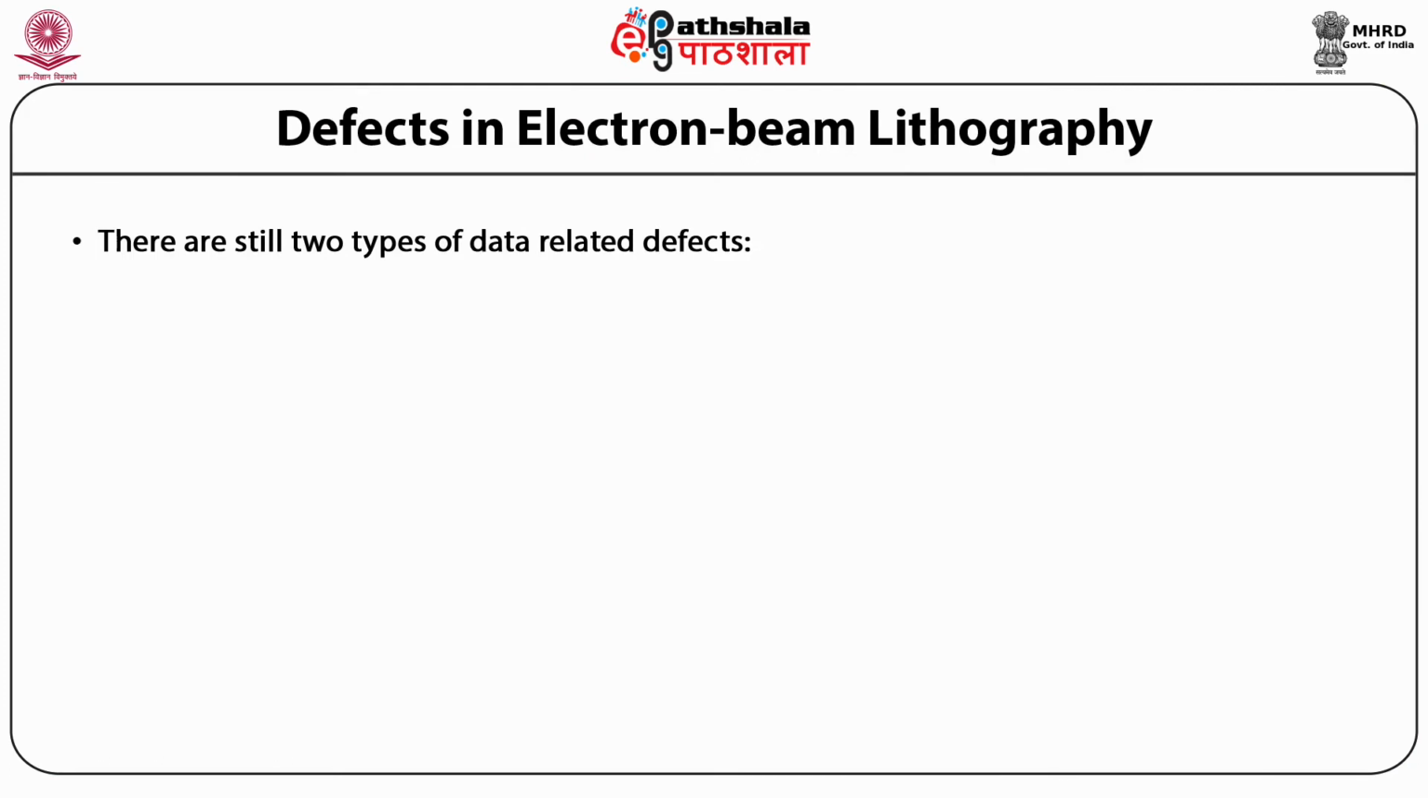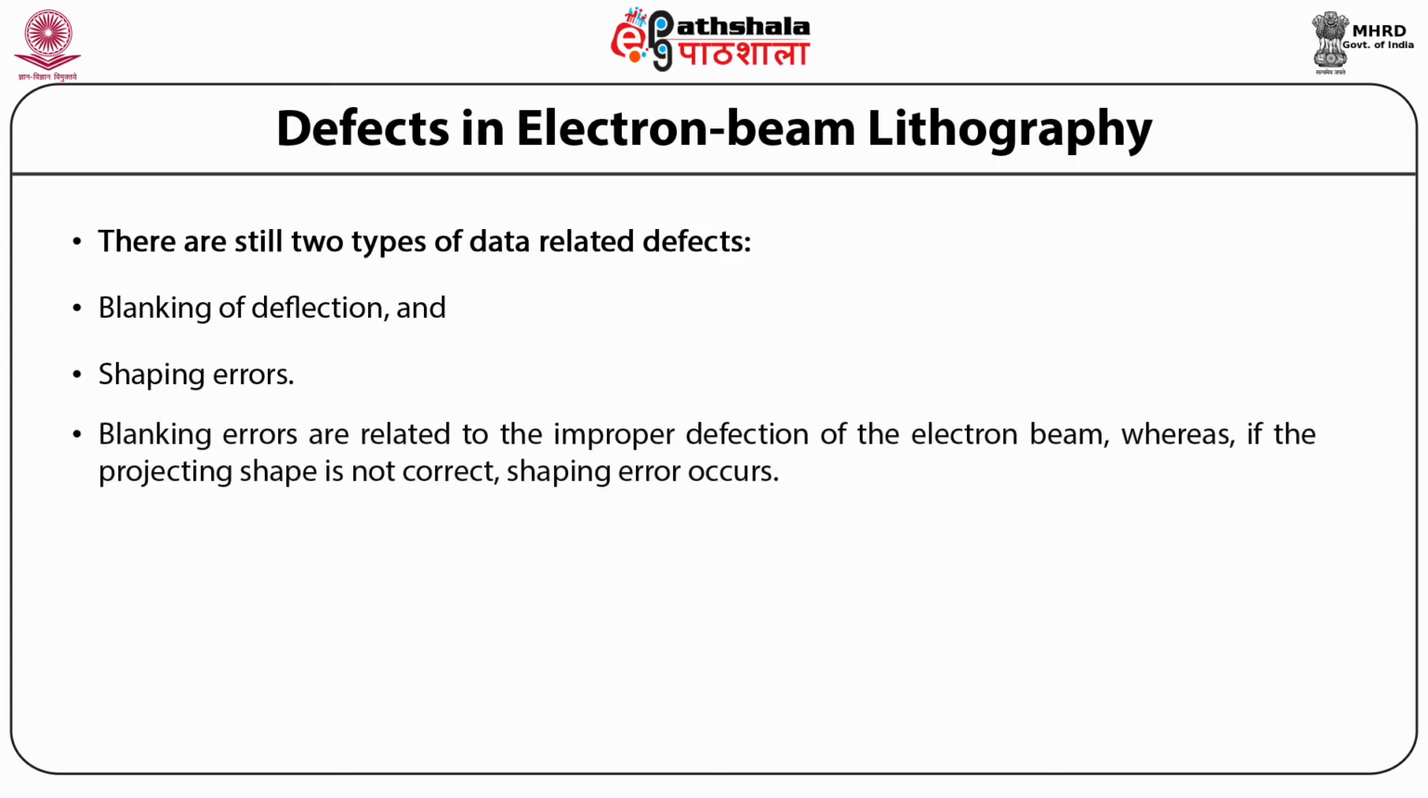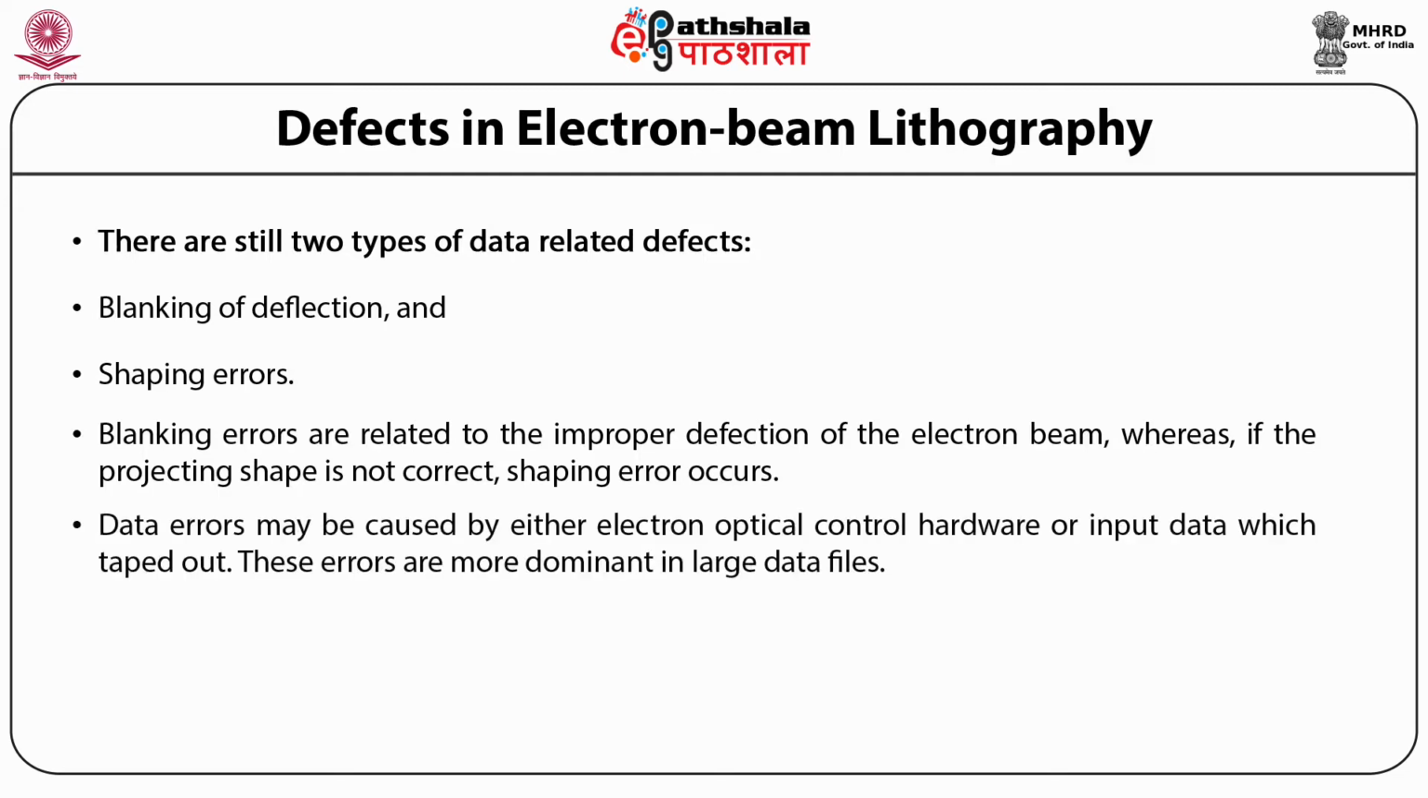There are also two types of data related defects. The first one is the blanking or deflection error and the second one is the shaping error. Blanking errors are related to the improper deflection of the electron beam, whereas if the projected shape is not correct, shaping errors occur. Data errors may be caused by either electron optical control hardware or the input data which is taped out. These errors are more dominant in large data files.